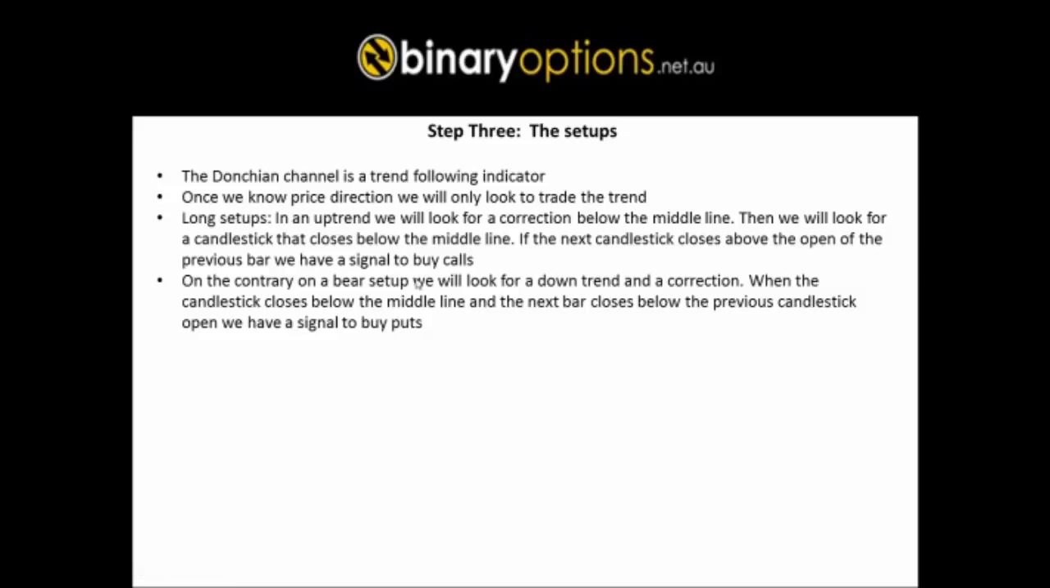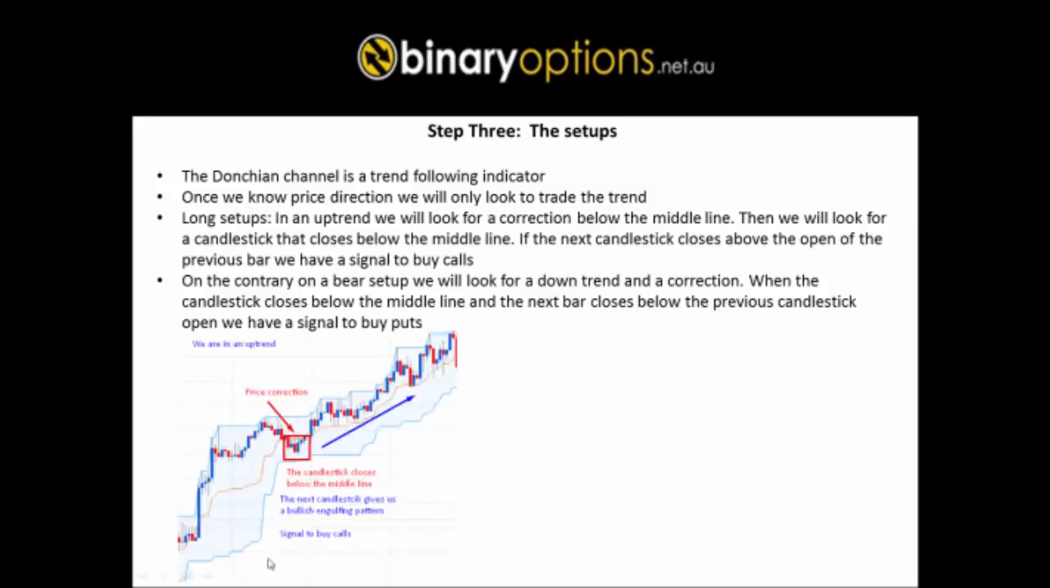Here we are in a clear uptrend, okay? You can see that price is closing at the top or at the upper Donchian channel, and then we have a correction, and here we have a close below the middle line, and then the next candlestick makes a bullish engulfing pattern that gives us a signal to buy calls, and as you can see, price continues to the upside.